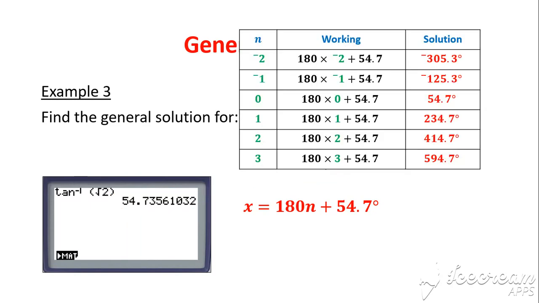I could once again substitute in some integer values for n. Say I start at -2 and go through to 3. Those are some possible solutions to this equation.